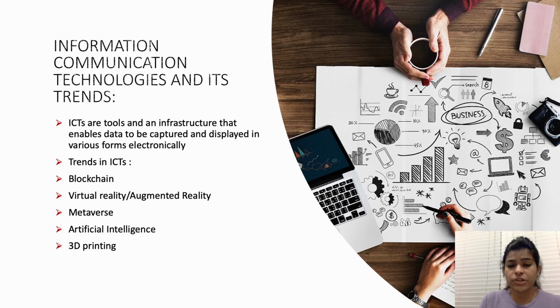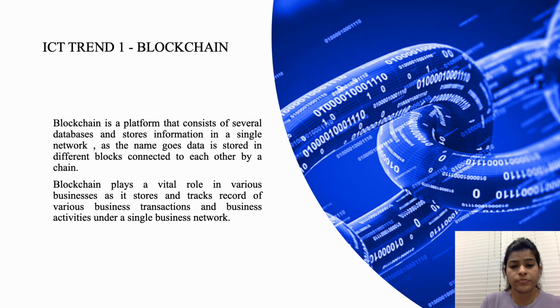The first trend which I'm going to talk about is blockchain. As the name itself says, the data in a blockchain is stored in different blocks and each block is connected by a chain. Blockchain is a platform that consists of several databases, and information is stored in a single network. It plays a very crucial role in businesses, and it records and tracks the business transactions and activities, everything under a single business network in a ledger.